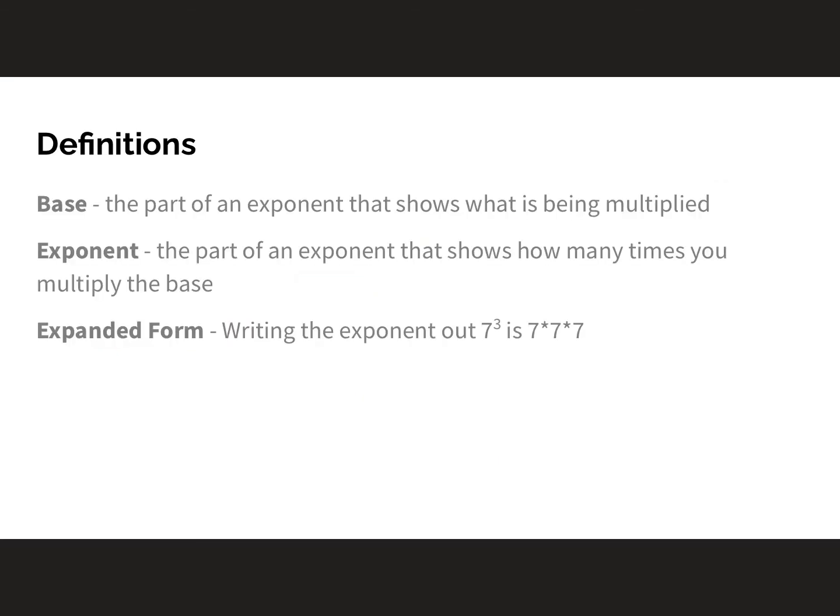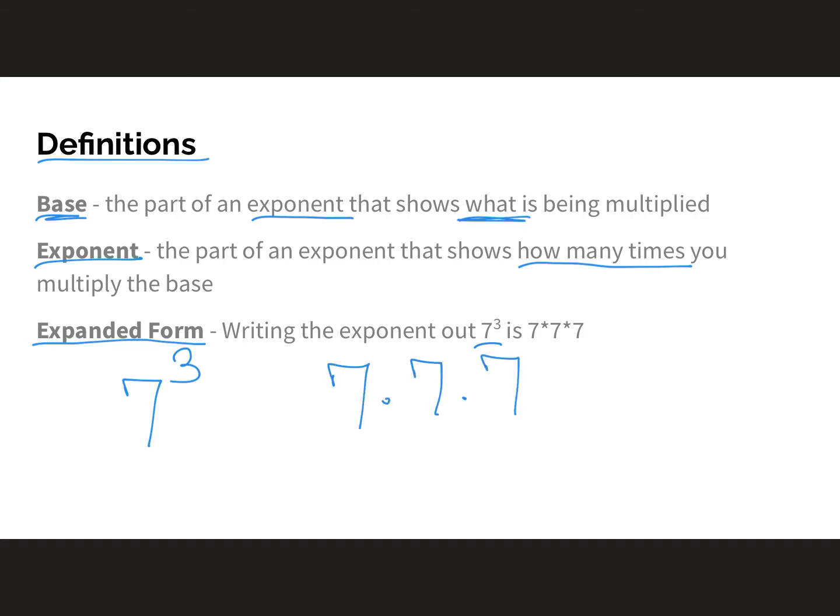So just a quick list of our definitions. The base is the part of the exponent that shows what is being multiplied. It's the big number. The exponent is the part that shows how many times. It's the little number. Then we have what's called expanded form. So you've seen the exponent 7 to the third power. That is the exponential form. The expanded form is writing it out, 7 times 7 times 7. It can be helpful when we're learning about different powers of exponents.